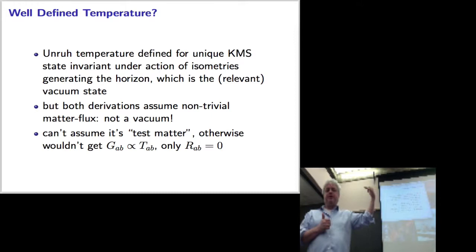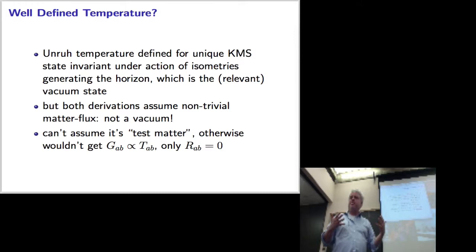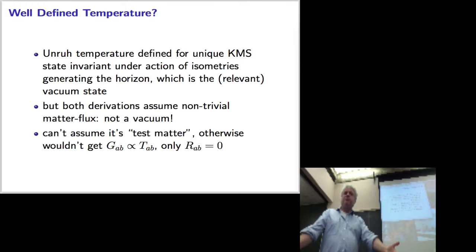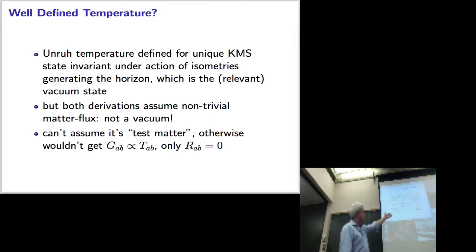But both derivations assume non-trivial matter flux. We're not in a vacuum. And we can't assume it's test matter that doesn't contribute to the background curvature, because otherwise we wouldn't get a non-trivial relation between the Einstein tensor and the matter, which is what we want. We'd only reach E equals zero, which we don't want.